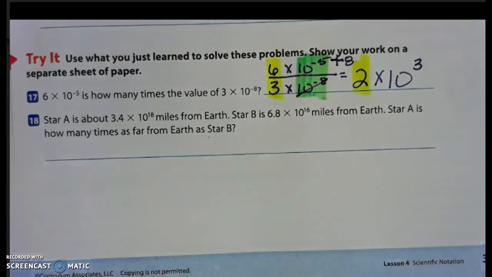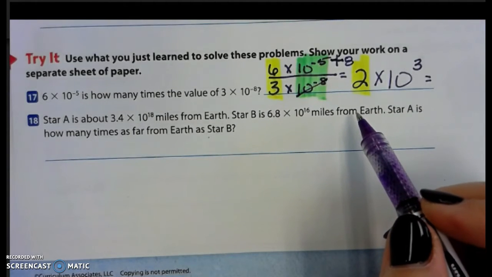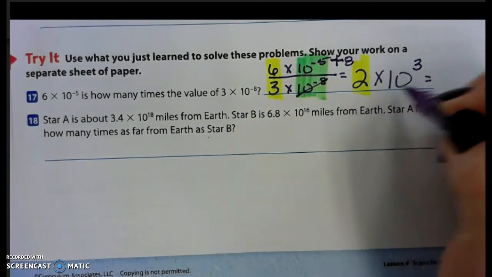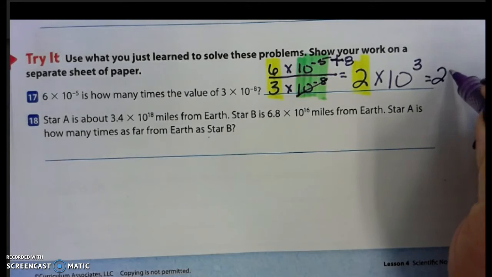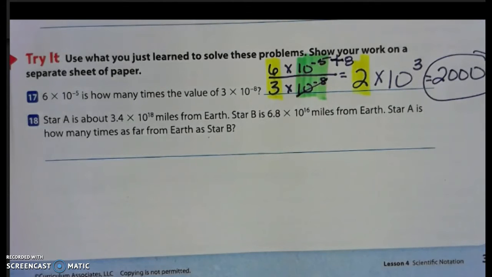Now 2 times 10 to the third doesn't really mean anything to you, but in standard form I'm going to take 2 and I'm going to make it 3 place values bigger. So I'm going to move my decimal 3 places from 2 to 20 to 200 to 2,000. 3 place values bigger than 2.